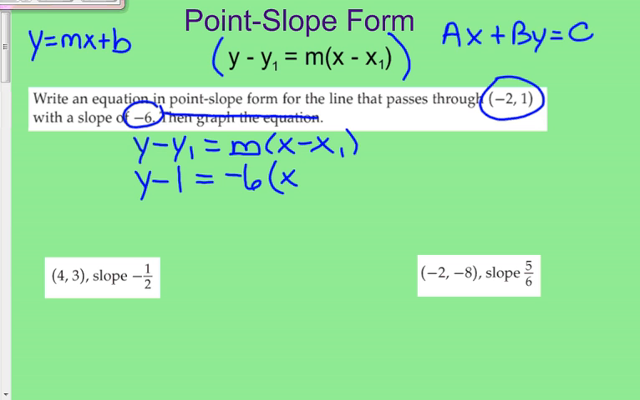Now our m is slope, and here it is, -6, so we plug a -6 right there. And then it's x minus our x value, which is -2. What happens is those two negatives make a positive, so it becomes -6 times x plus 2. So this is our final point-slope form: y minus 1 equals -6 times x plus 2. And that's point-slope form.